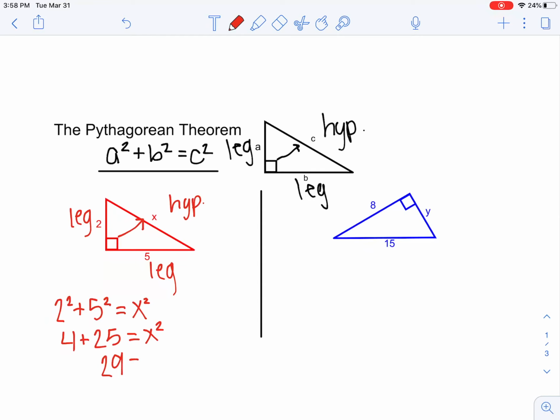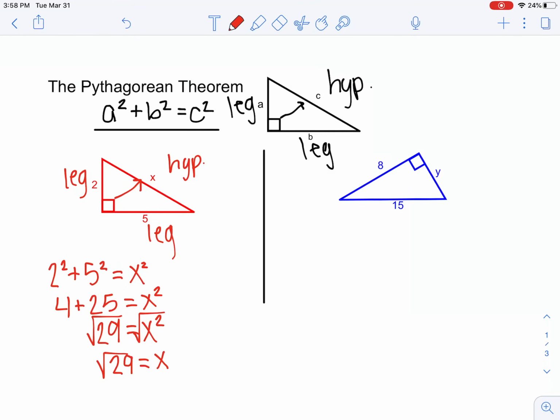4 plus 25 equals 29. So I have 29 equals x squared. And then if I want to solve for x, I have to take the square root of both sides. So we get the square root of 29 equals x. And then lastly, make sure that you flip your equation to write your variable on the left. So the square root of 29 does not simplify any further. So our answer is x equals root 29.